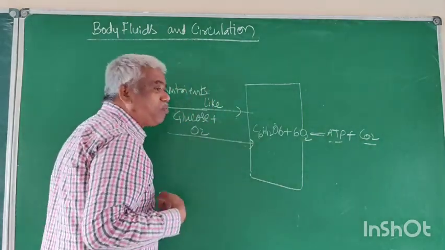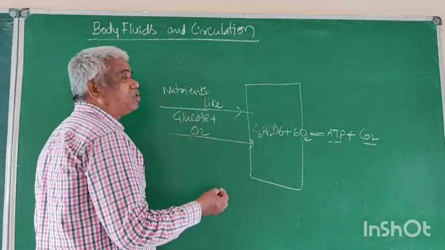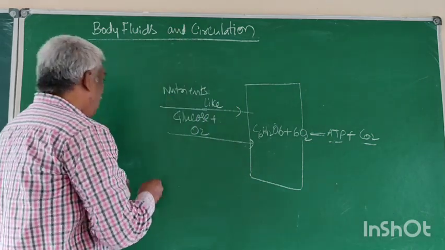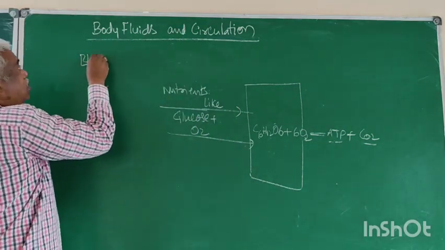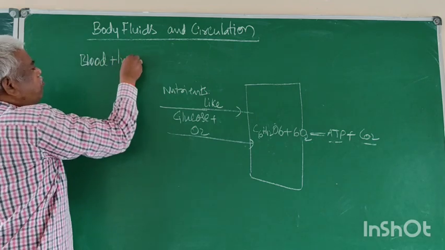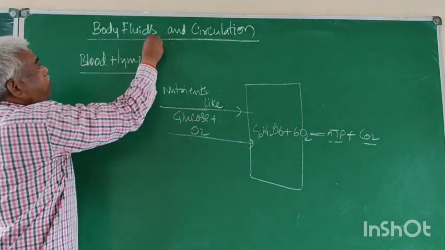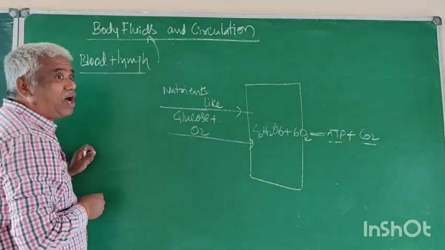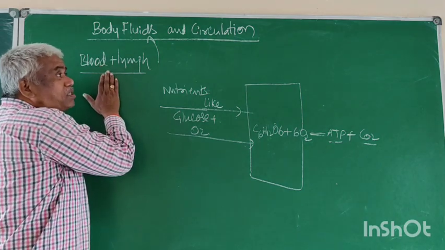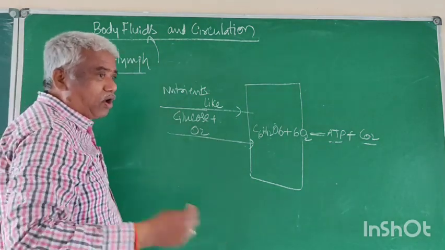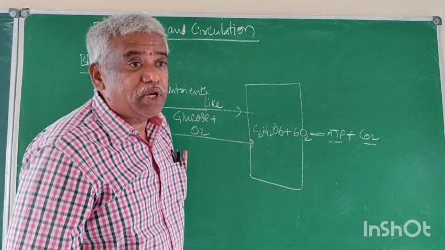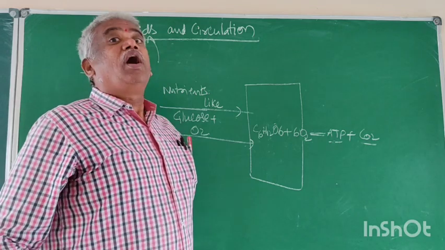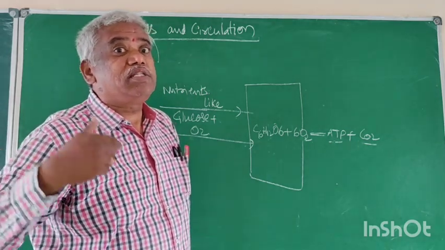Right. Our body requires fluids, that is blood and lymph. Blood and lymph. These are the two major body fluids. If these are not present in our body, suppose second chapter, respiration, right? Atmospheric oxygen is there. By breathing, atmospheric oxygen reaches the lungs.